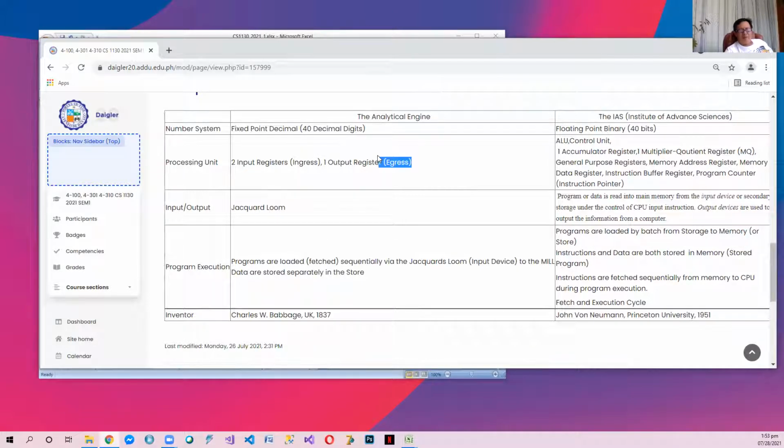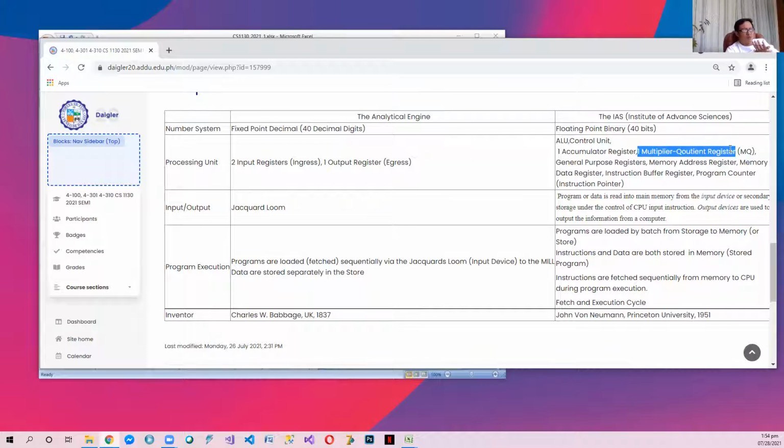Do you follow? In the design of von Neumann, he separated the ALU, the arithmetic logic unit, from the control unit. The ALU will do the arithmetic operations, and the control unit will do the operations for load and store, the memory data transfer. It has one accumulator register. Remember that ENIAC has 20 accumulators, but the IAS only has one accumulator and one multiplier quotient register.